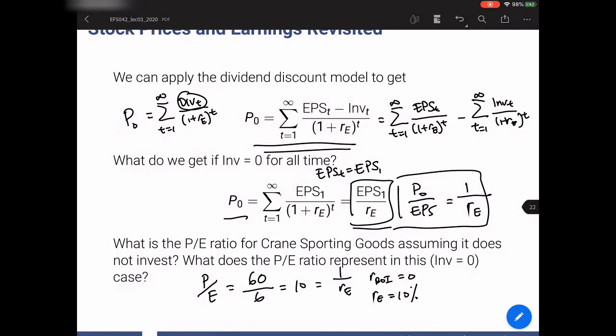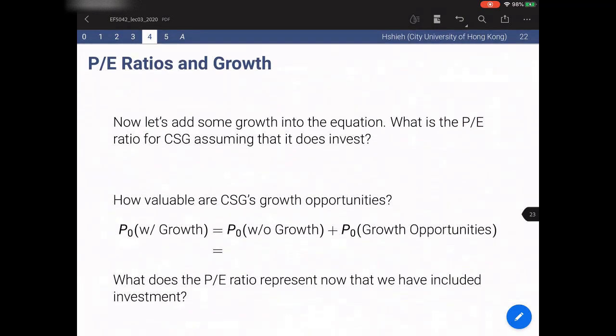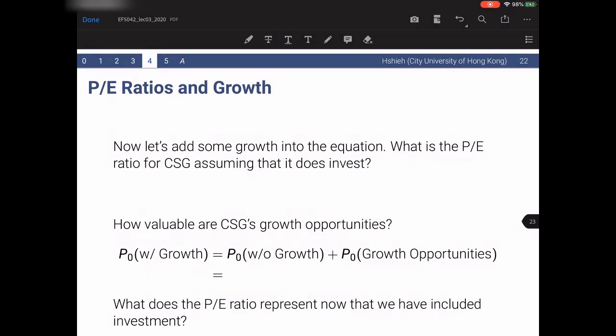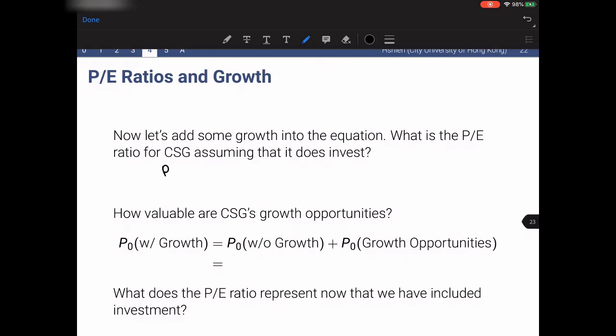Now let us add some growth to the equation, and we're going to try to look at the P/E ratio for CSG, assuming that it does invest. In the case in which CSG does invest, we already calculated the new price of the firm, right? I'm going to use P prime to represent the new price that we calculated. And that's going to be equal to 64.29, if you recall, divided by 6. 6 is the earnings per share.